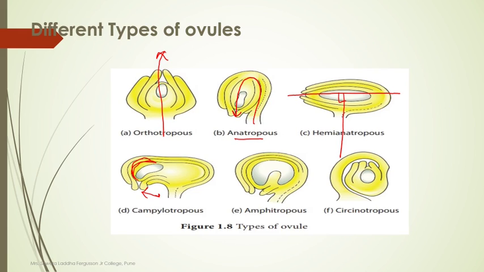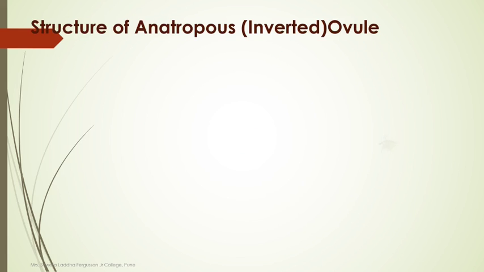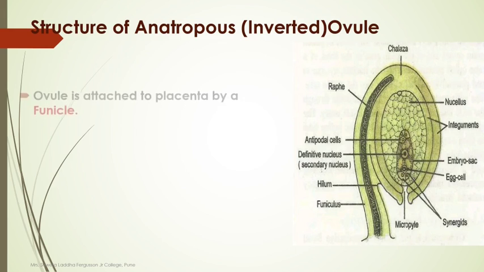In Amphitropous, you will see properly that the nucellus is horseshoe-shaped, and in Circinotropous, the body is taking a turn by 360-degree. The most common type of ovule present in angiosperm is Anatropous ovule. Let us see the structure. So basically, it is an inverted ovule. It consists of two main parts.